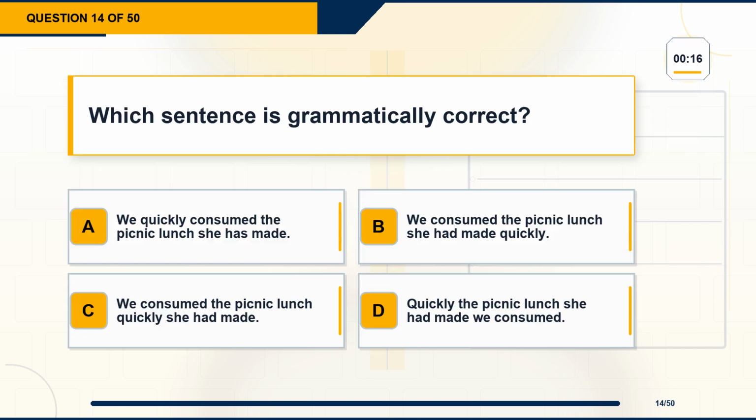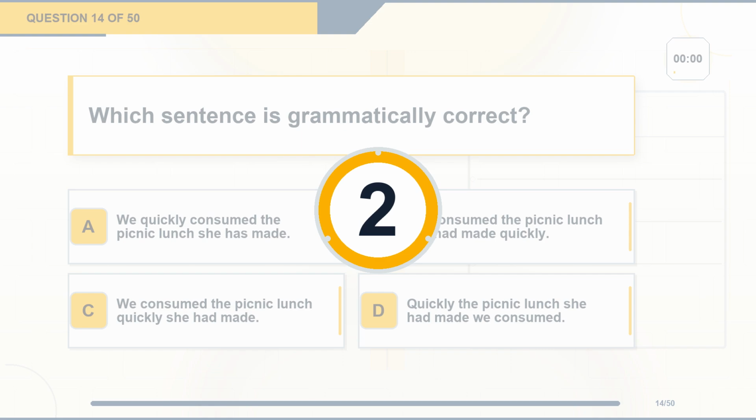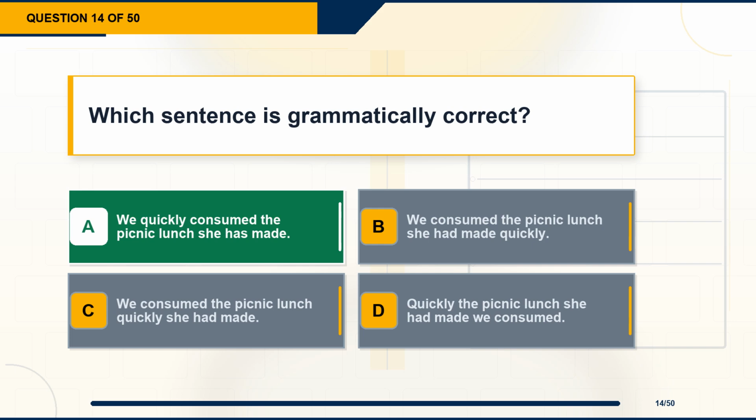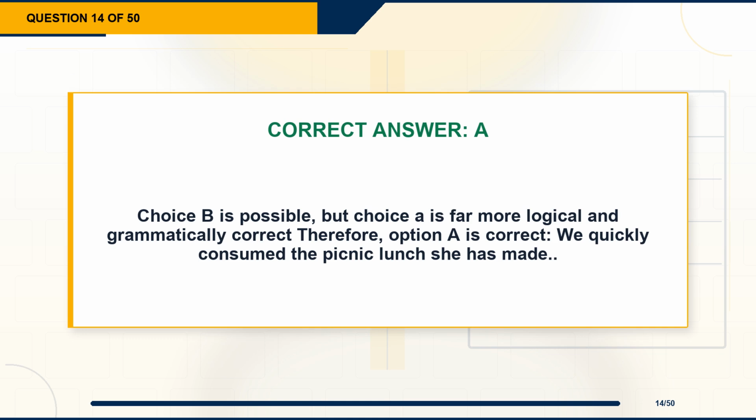Question 14. Which sentence is grammatically correct? Option A, we quickly consumed the picnic lunch she has made. Option B, we consumed the picnic lunch she had made quickly. Option C, we consumed the picnic lunch quickly she had made. Option D, quickly the picnic lunch she had made we consumed. The correct answer is option A, we quickly consumed the picnic lunch she has made. Explanation. Choice B is possible, but choice A is far more logical and grammatically correct. Therefore, option A is correct.